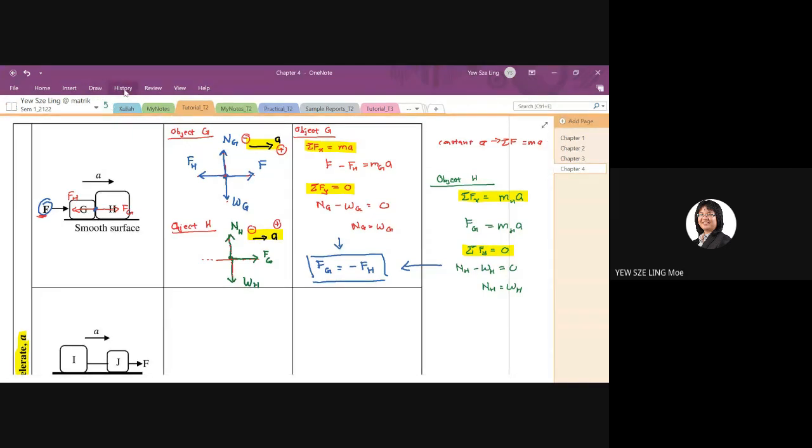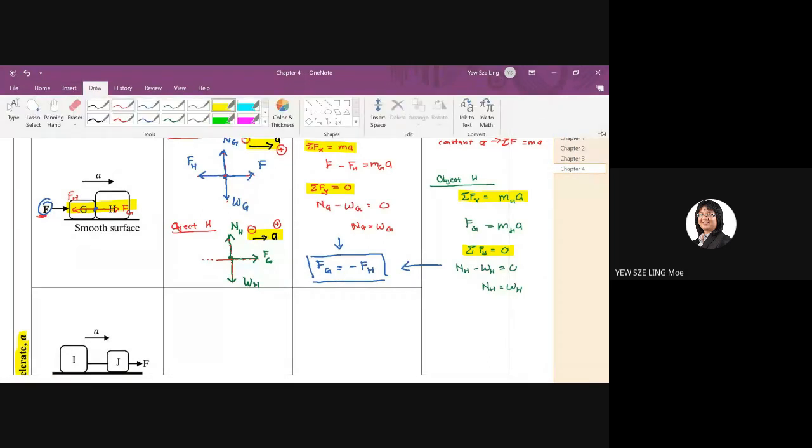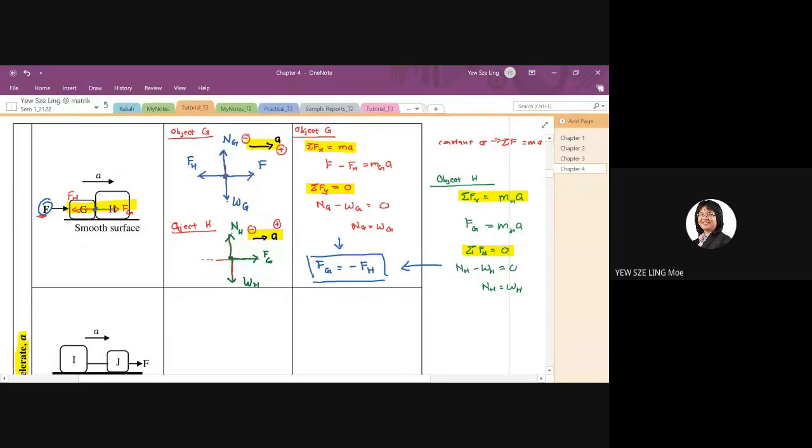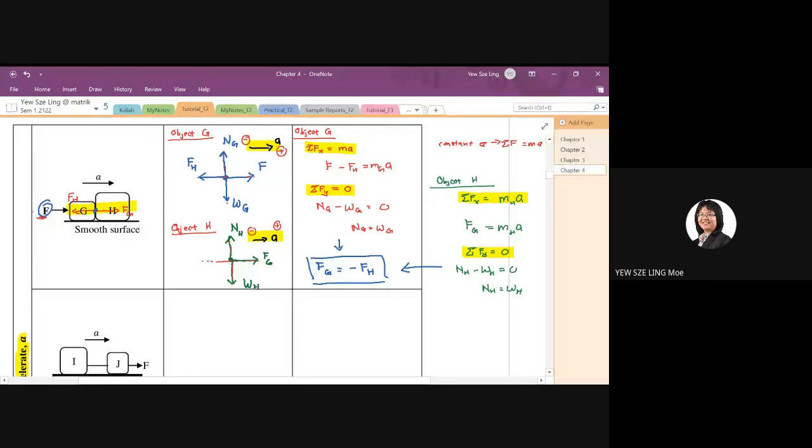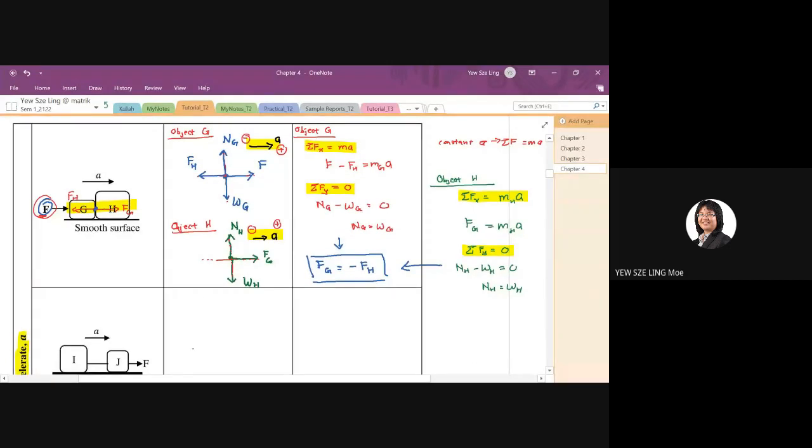Now you look at the original diagram. Isn't it that I put a dot there? So this is actually what happens here. When you push, object G will push object H. But because some of the forces are gone, because of some external factor, the force exerted on object H is not the original external force anymore. So we use a contact force between object G and object H. So we don't include the external force in our free body diagram for object H.